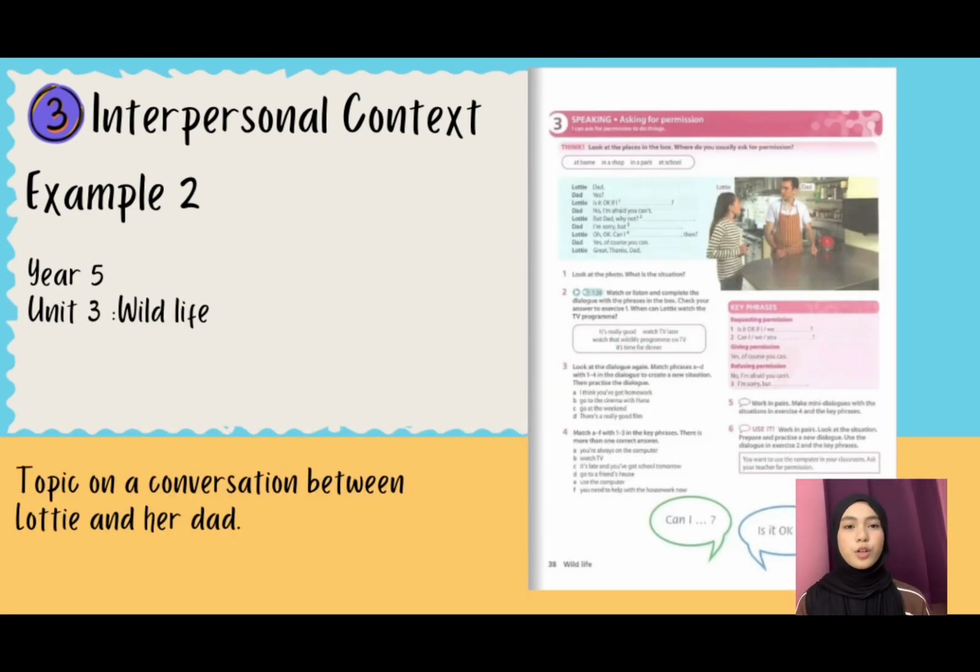Now, let's move on to the interpersonal context. This example comes from the Year 5 textbook, Unit 3, Wildlife. The activity shows a conversation between a girl named Lottie and her dad. The focus is on asking for permission, which is a very common interaction in daily life. For example, children often ask their parents or teachers things like, "Can I go out?" or "Is it okay if I borrow this?" So, this lesson directly teaches real-life communication skills.